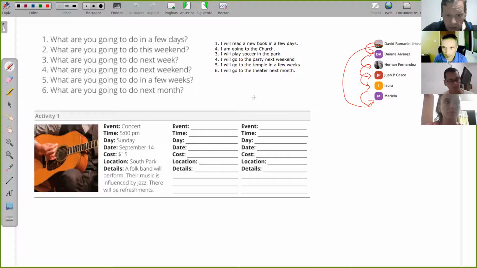But, oh, sorry. My board collapsed. Give me a second. Okay, let's continue. No, wait a second. Give me a second. Okay, I was saying, you have to create an event and you have to create a dialogue similar to the one that we have as an example. I will say it in Spanish.